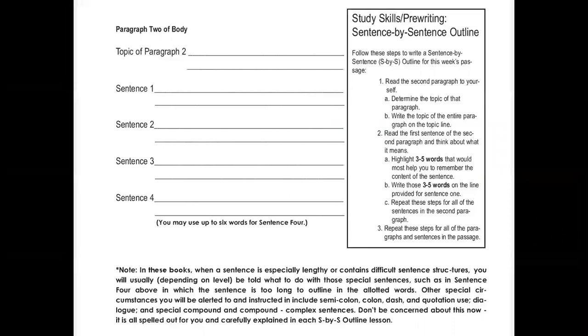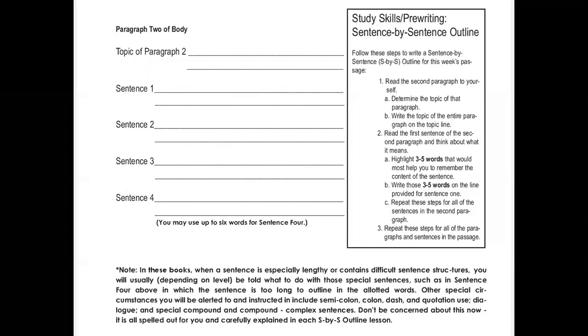And then we have outlining lines. So you can print all of this off and let them go ahead and outline paragraph 2. Be sure that they put the topic of paragraph 2 first, and then the sentence lines for outlining. And notice on sentence 4, it has in parentheses, you may use up to 6 words for sentence 4. So whenever a sentence is especially long, I give them more words per sentence.